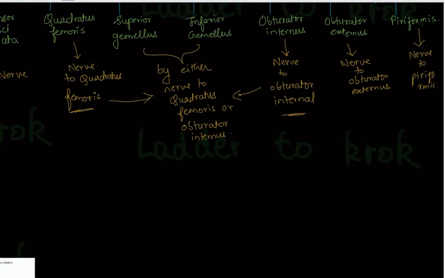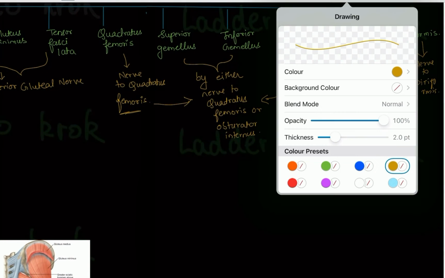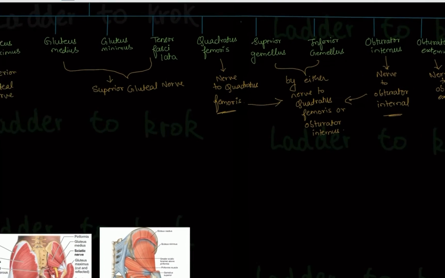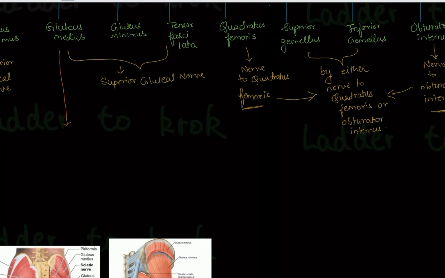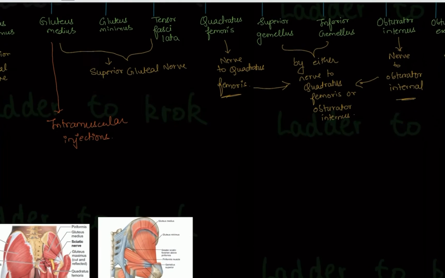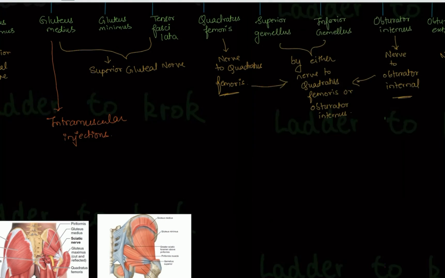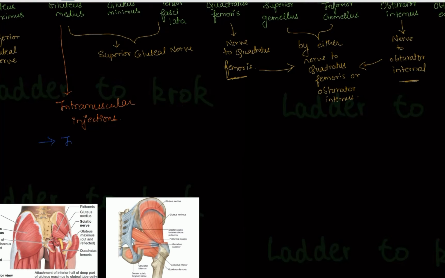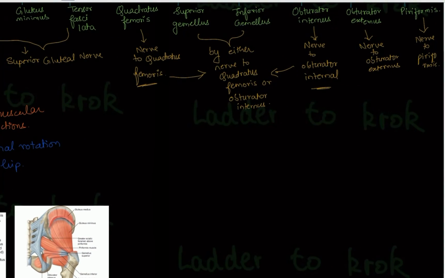Now let's know few of the muscles' function. This gluteus medius, you should know that here we give the intramuscular injections. What do we give? Intramuscular injections. So this was one extra point for you to know. Now this gluteus medius carries out internal rotation of hip. Then this obturator externus carries out external rotation of hip.